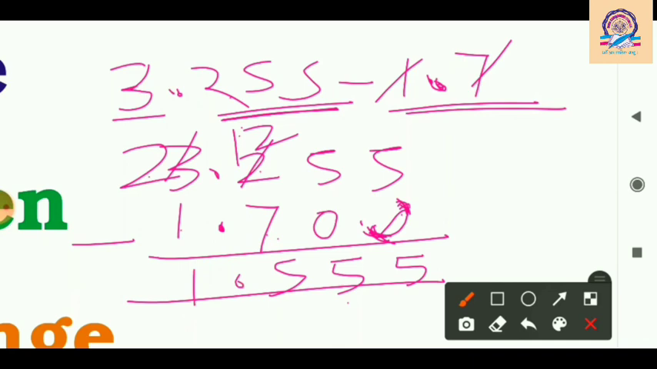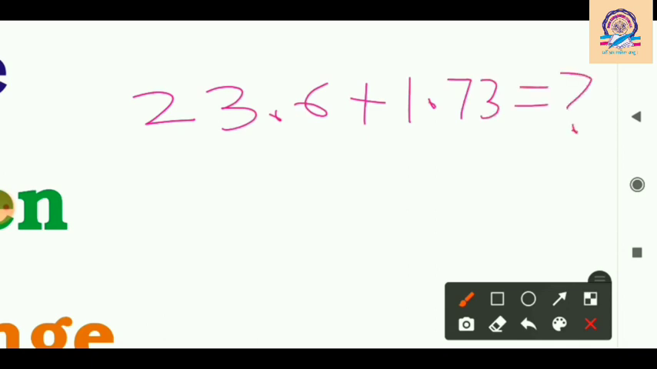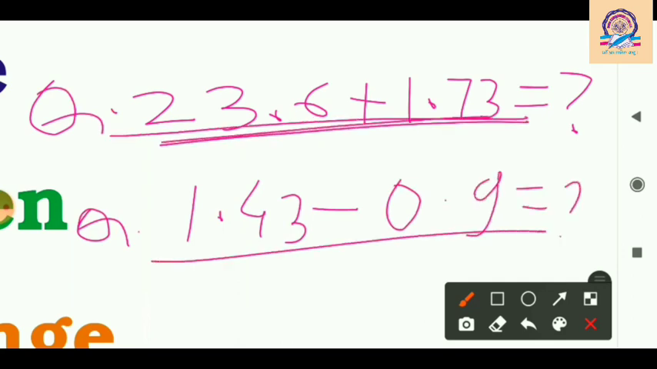I hope that you have understood all of this very well. Now for your practice I will give you 2 questions. First question is based on addition. You have to find the sum of 23.6 and 1.73. And the next one is a question of subtraction, that is 1.43 minus 0.9. Okay, so the first one is based on addition and the second one is based on subtraction. Its answer you have to comment in the comment box.